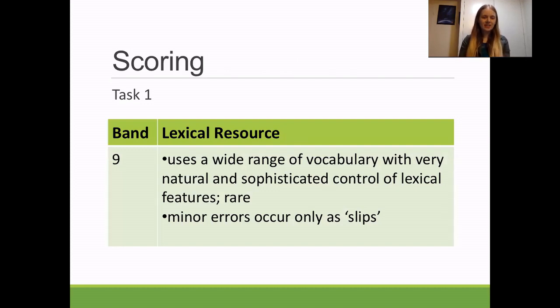Okay, for lexical resource, the next section. For a score of 9, you would have to be using a very wide range of vocabulary, very naturally, in a sophisticated way. And it mentions that this is rare. So this basically would be a very well-spoken native speaker could do this easily, but it is a hard one to attain for non-native speakers. You may have minor errors, but they are only slips. It's not showing that you lack an understanding of the vocabulary. It's just a mistake.